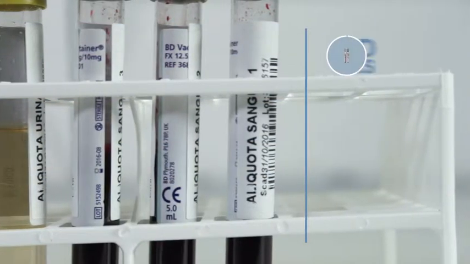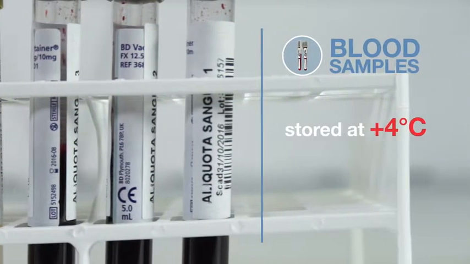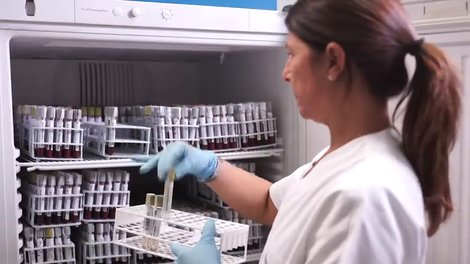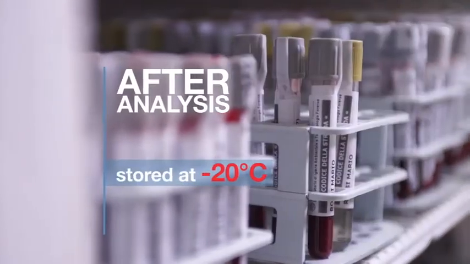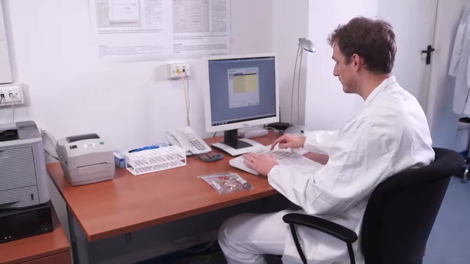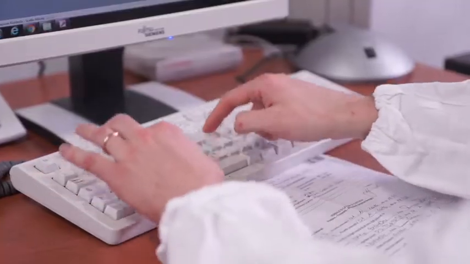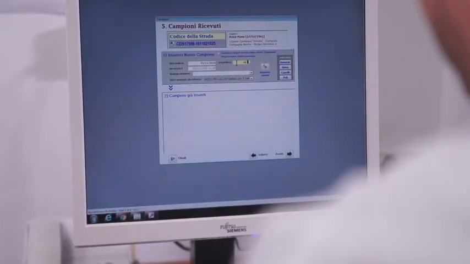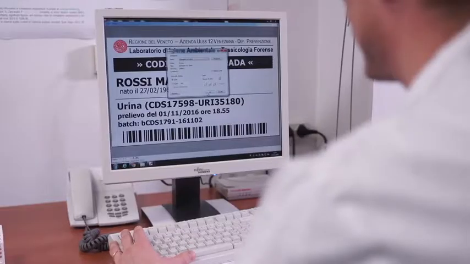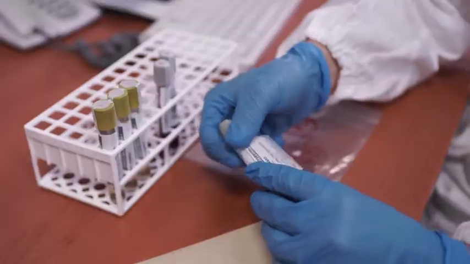Once collected, blood samples are stored at +4 degrees Celsius and analyzed within 48 hours. After analysis, samples are stored at -20 degrees Celsius for at least 12 months. As for sample lab receipt, a password-protected file is created and the sample is assigned a unique ID. The date, time, and source of the samples are recorded. Then samples are labeled and barcoded.